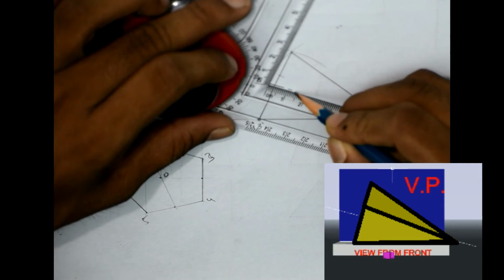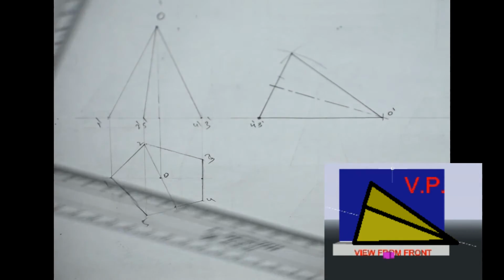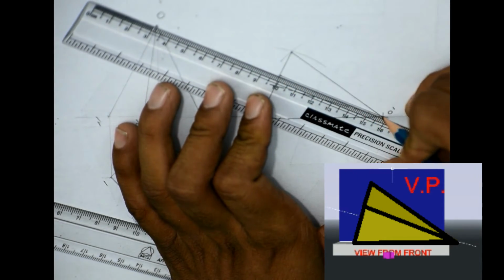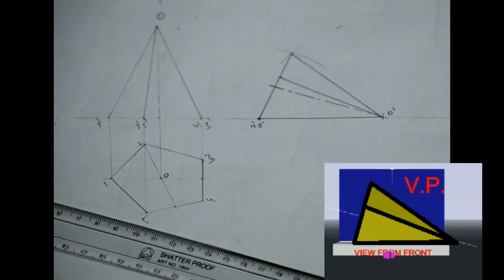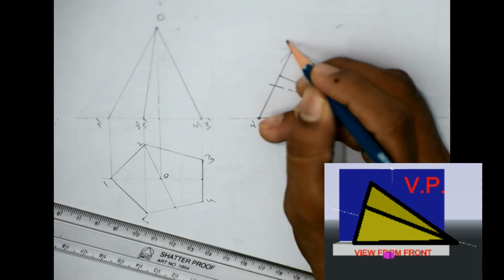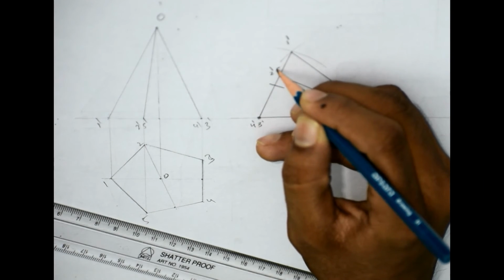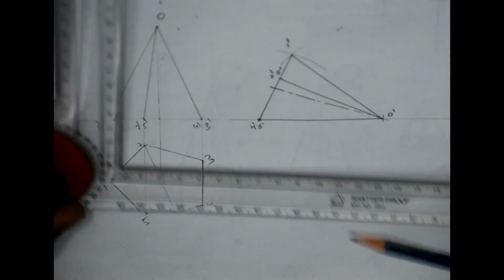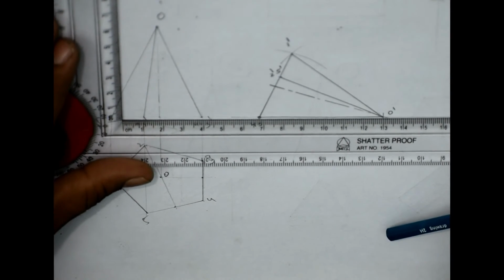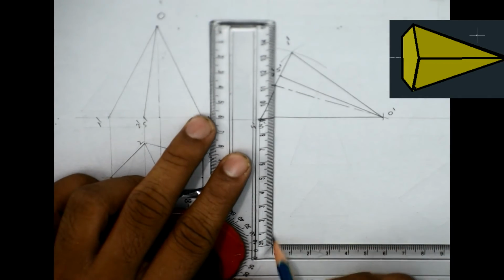So this is going to be your axis line, and the other corner. Now continuing in this fashion, we have to draw the top view. First we have to take the projection lines.